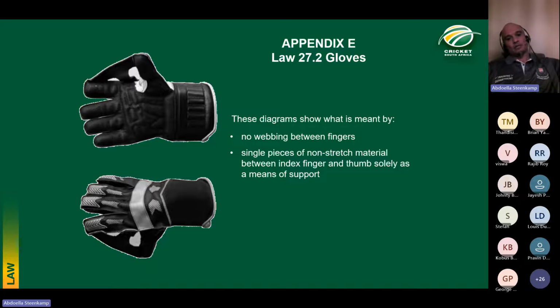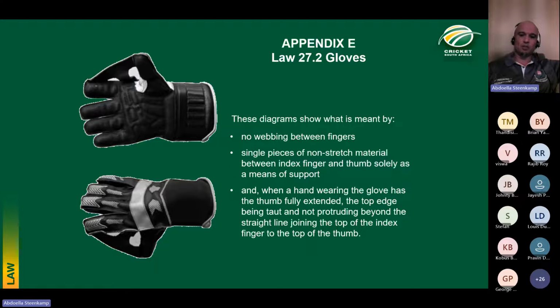This example of the keeper's gloves shows no webbing between the fingers, just a single piece of non-stretch material between index finger and thumb only, or solely as a means of support.